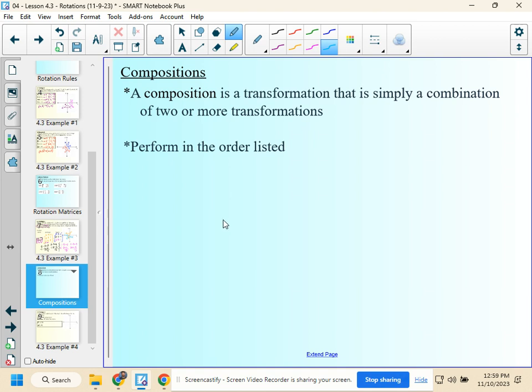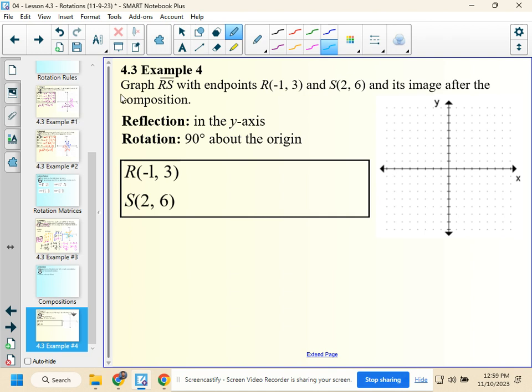Okay, let's do one. I think it'll make sense just by going through the process of doing it, and then that'll be that lesson over. So here we go. Graph segment RS with endpoints R and S. Okay, let's just do that first. -1, 1, 2, 3 is right here. That's my R, and then S is 1, 2, 1, 2, 3, 4, 5, 6. Okay, not bad. A little segment there.